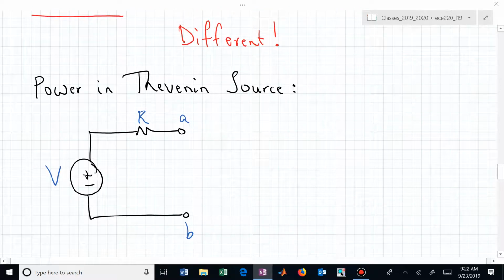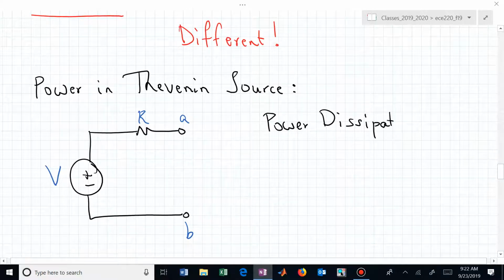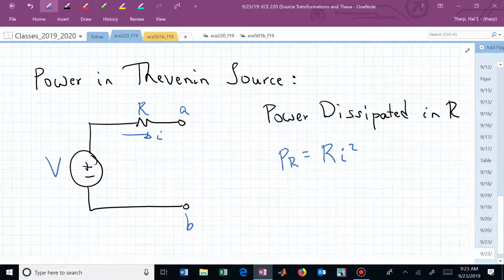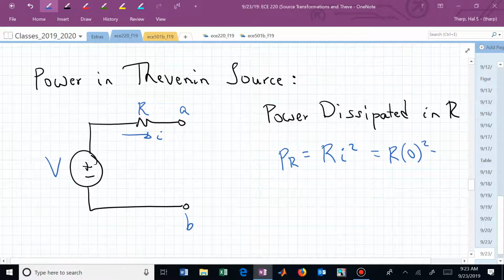What's the power in the Thevenin source? Again, this is kind of a review for Thursday. If I said now what's the power dissipated in that source, the power dissipated is really in that resistor R, is it not? What's the power associated with that resistor? Isn't it R i squared? And what's the I? What's the current? 0. That source dissipates 0 watts.